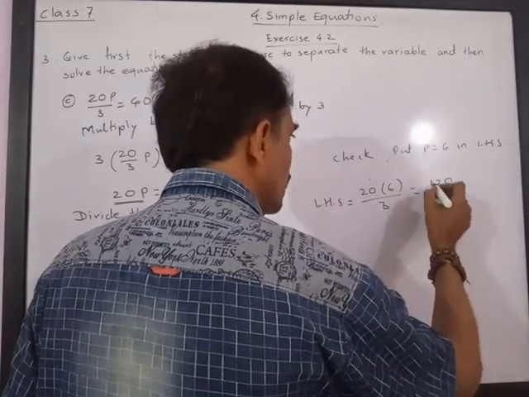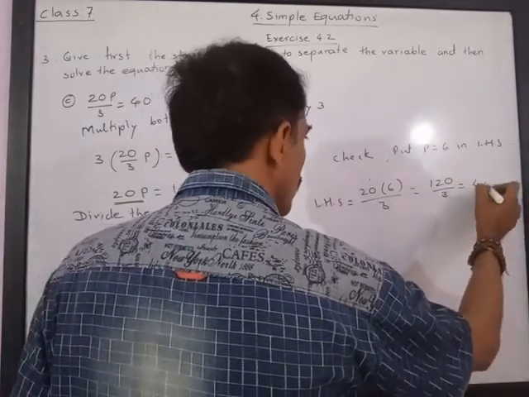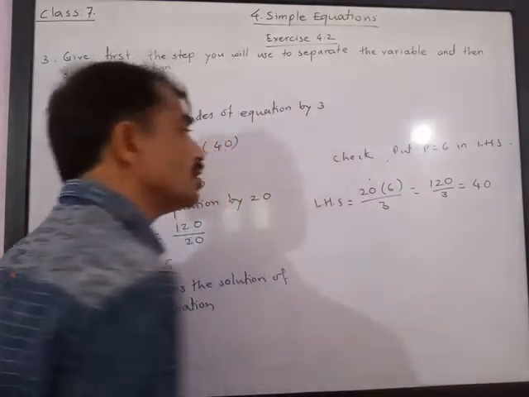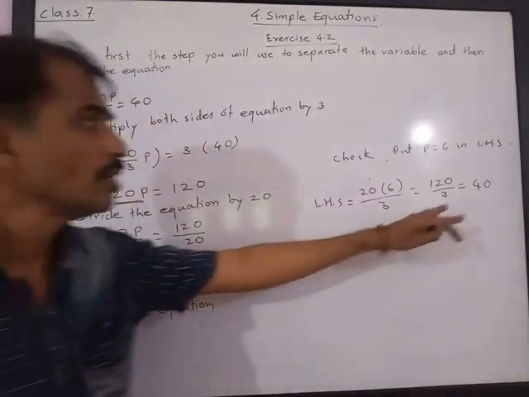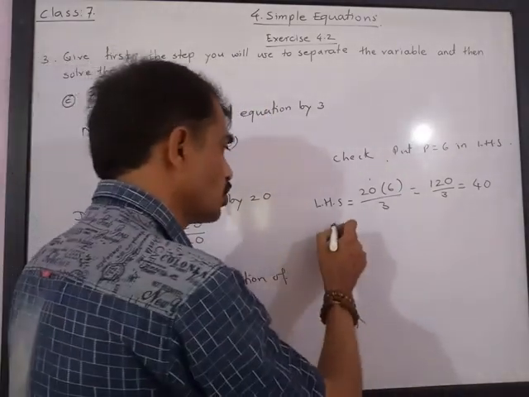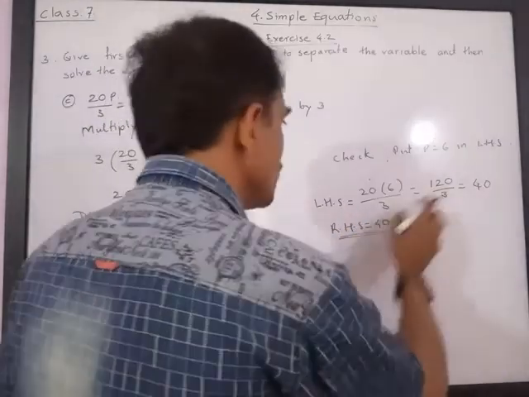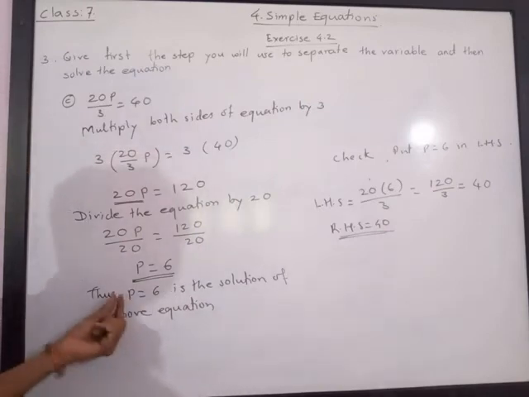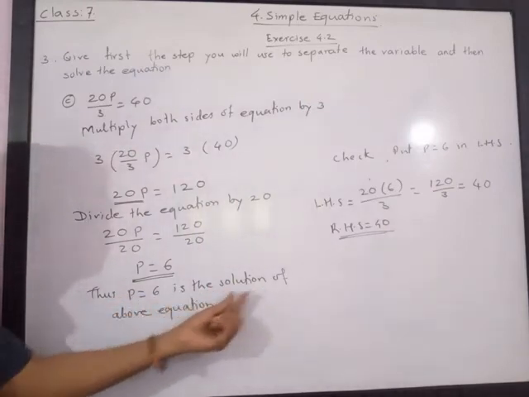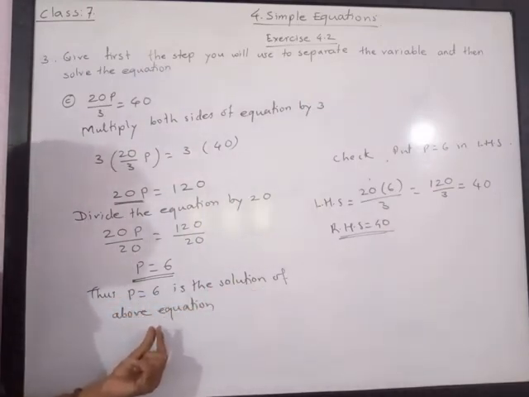You will see that this becomes 40. 3 4s are 12 and 3 zeros are 0. So you will get 40. Please note RHS is also 40. It means LHS is 40, RHS is 40. It means p is equal to 6 is the solution of the given equation.